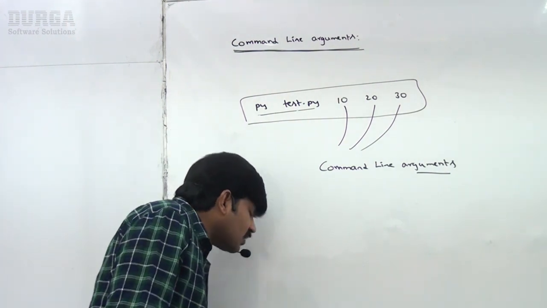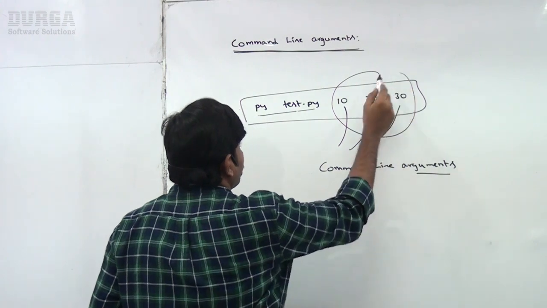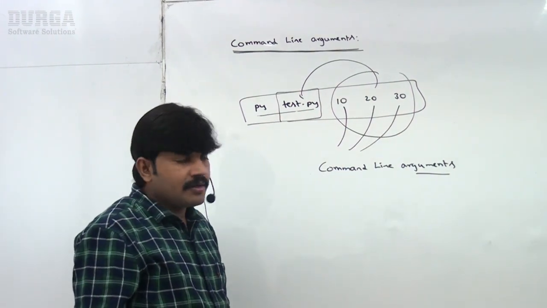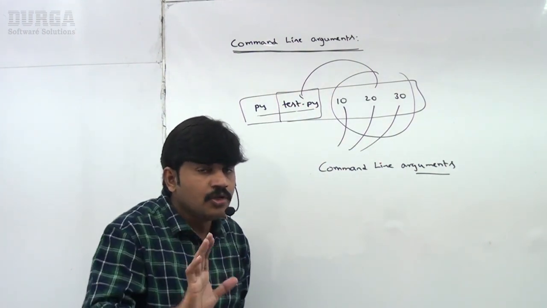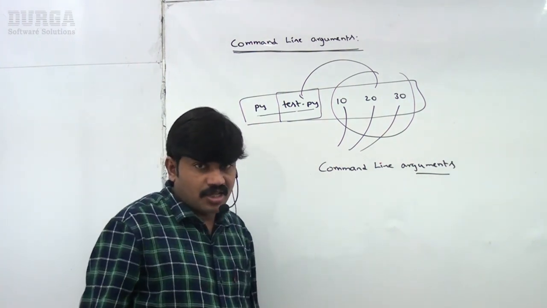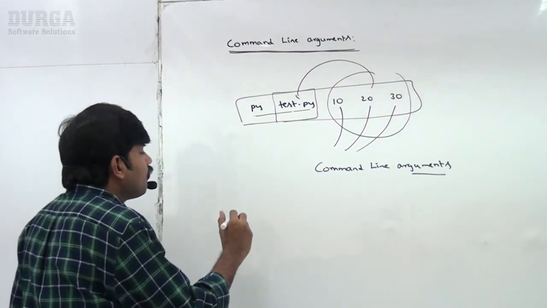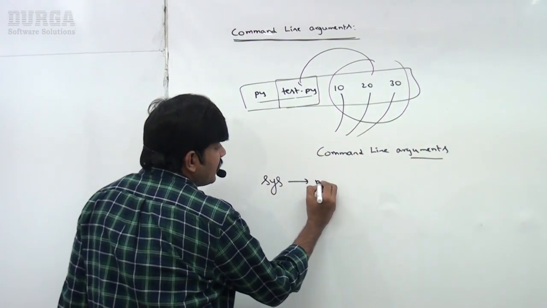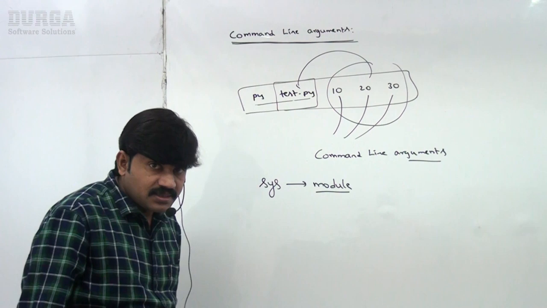My next important point: how can you read these command line arguments inside test.py? I have the test.py file. How can you read and use these command line arguments? First, how can you read them? Remember, I want to introduce two words. The first word is sys. sys is a predefined module in Python. What is the module name? sys. sys is the module.